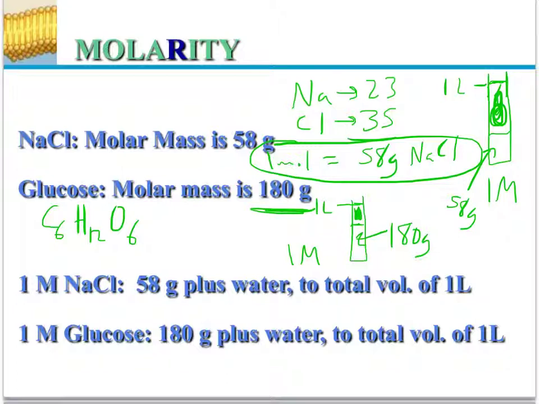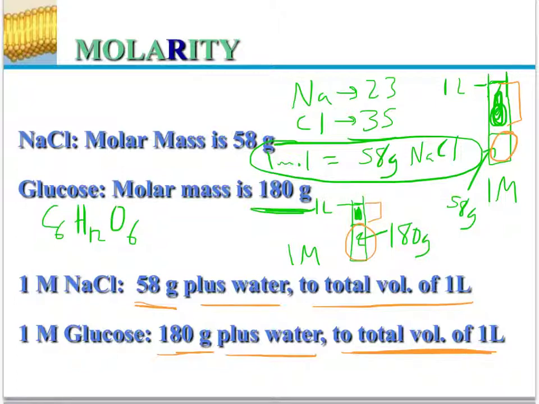So the key points are, to make a 1 molar solution of NaCl, you'd take 58 grams of NaCl and add water until the 1 liter mark to give you a total volume of 1 liter of solution. For glucose, you'd add 180 grams of glucose because that's 1 mole of glucose, so it would be more solute, and you'd add water. It would be less water in this case than the previous situation, and your total volume would also be equal to 1 liter, and you'd add water up to the 1 liter mark.